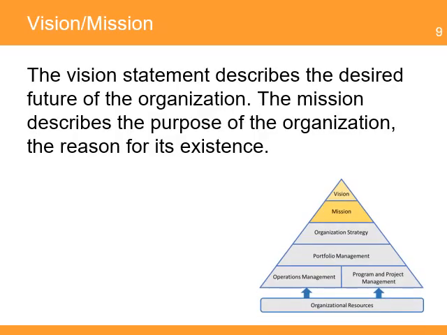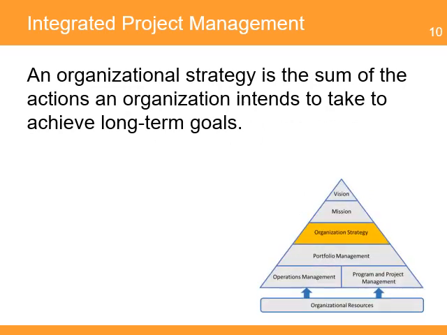At the top of the pyramid are the areas covered by the organization's executive management team. This level of management is responsible for the organization's vision and mission. The vision statement describes the desired future of the organization. The vision describes the purpose of the organization and the reason of its existence. The executive management team is then responsible for articulating the organization's strategy and objectives that will best attain the vision and the mission.